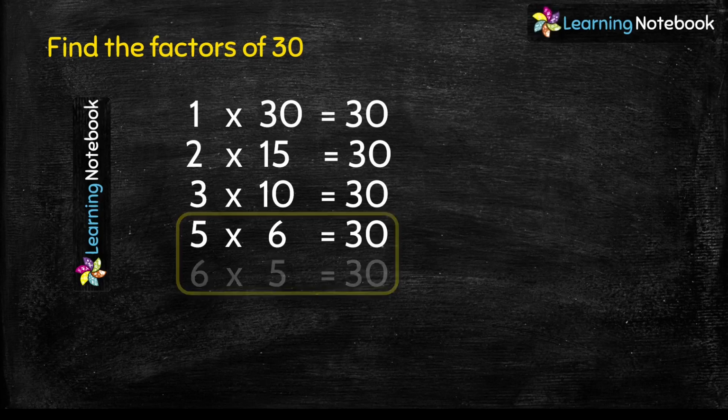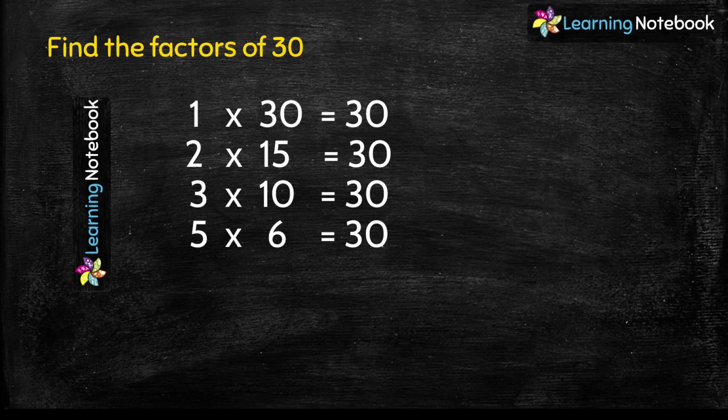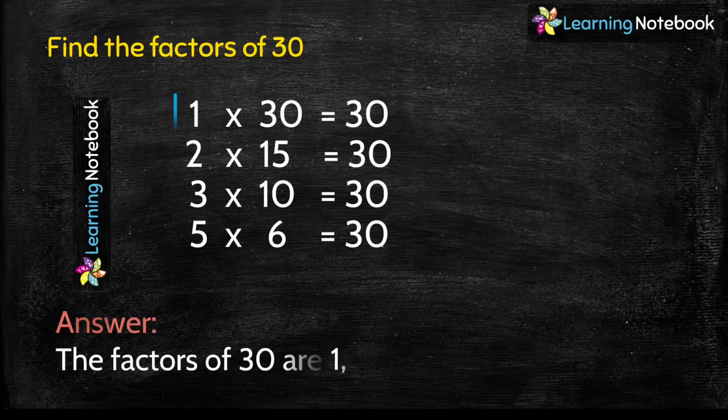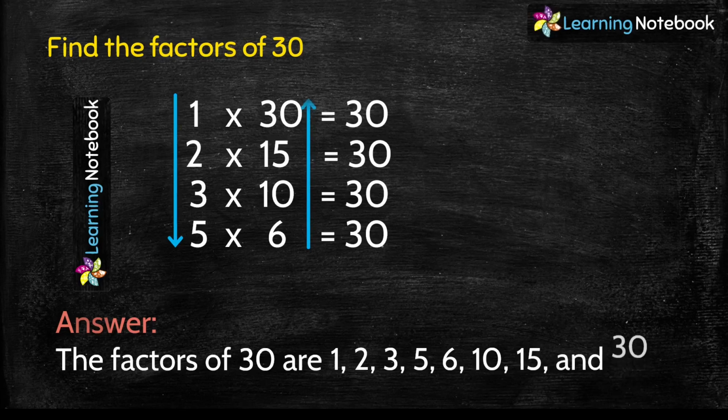So now we have found all the factors of 30. So let's start writing its factors. We will start from top to bottom: 1, 2, 3, 5. And then we will write from bottom to top: 6, 10, 15 and 30. So we have found the factors of 30. So students, in this way you can find the factors of any number using multiplication.